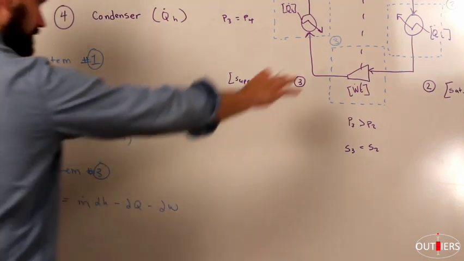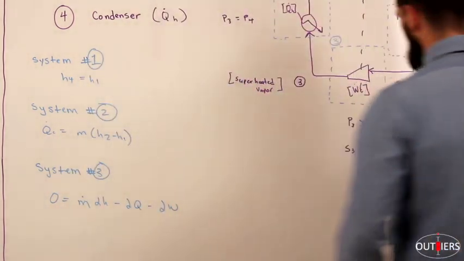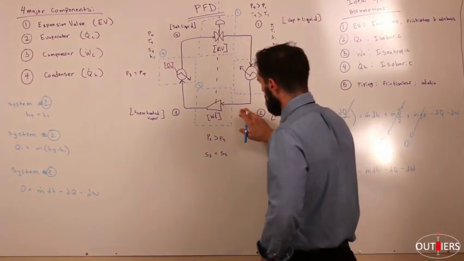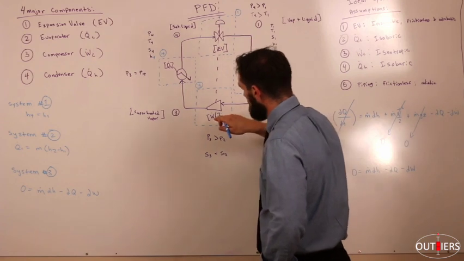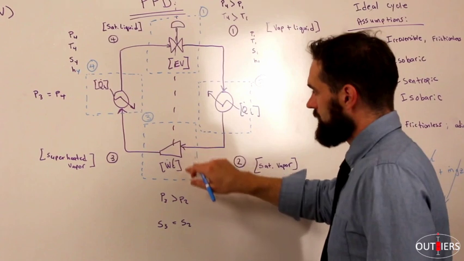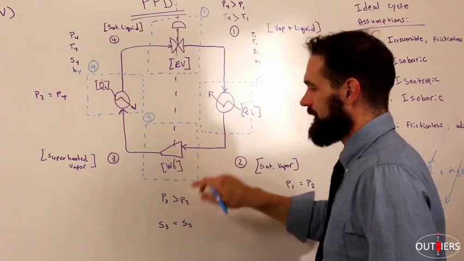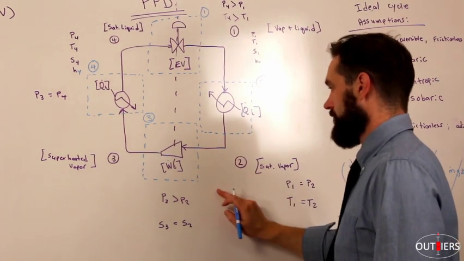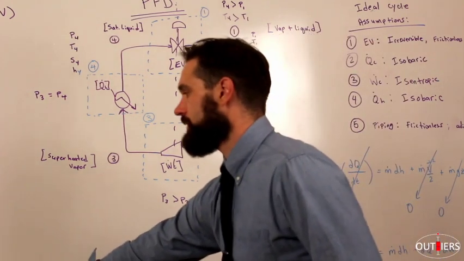Now let's use this and evaluate system 3. So what's happening? We've got our working fluid coming in and coming out. Mass is conserved. What's happening in the system? We have work being done to the system by the compressor. So our work term is non-zero anymore.